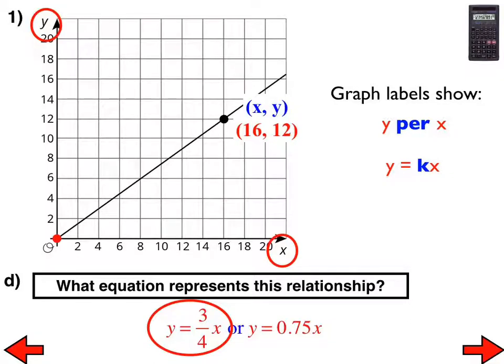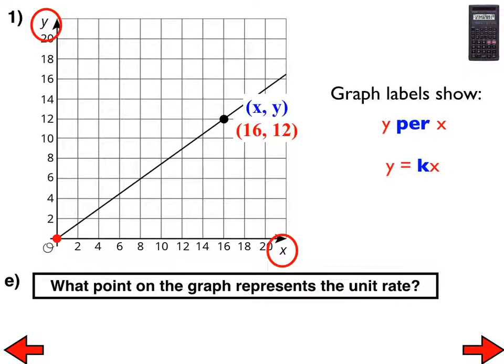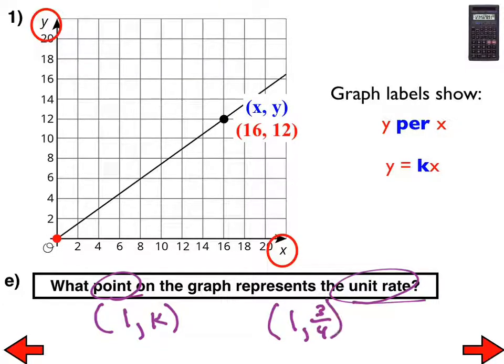And then the last part is what point on the graph represents the unit rate? Well, that's why I started today with saying if k is 1/2, the constant of proportionality is 1/2, the unit rate is 1/2 y per x, the equation is y equals 1/2 x, and the ordered pair that's on the graph that represents the unit rate is 1 comma 1/2. Because remember, the unit rate on the graph is always the point 1 comma k. And since k is 3/4 in this one, it is 1 comma 3/4.